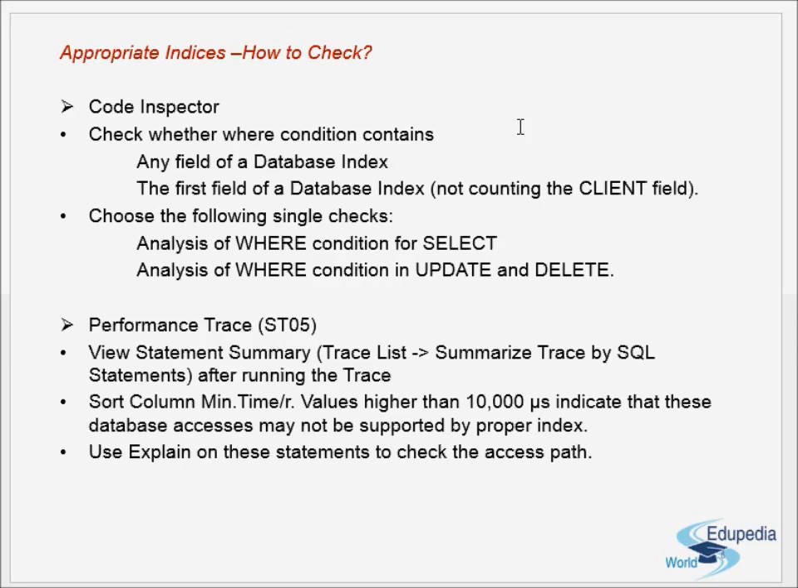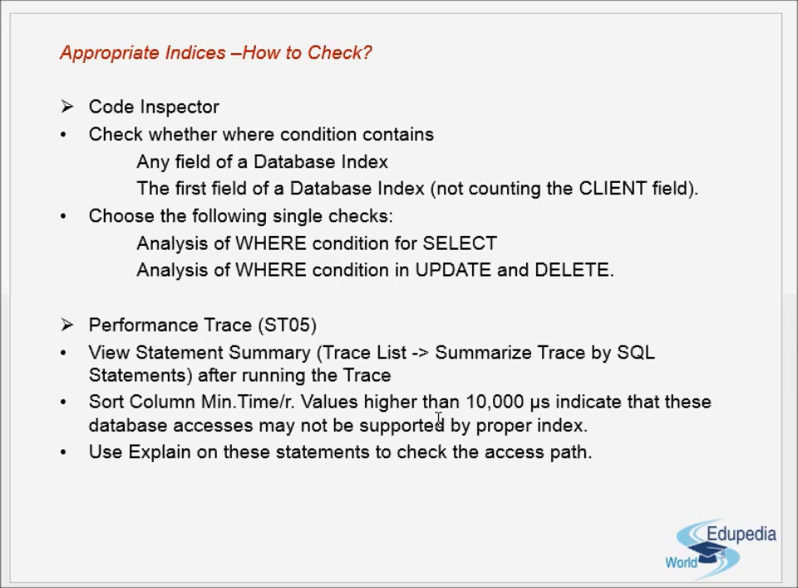The next one is the performance trace. ST05 is the transaction used to get the performance trace. View summary statement: trace list, summarize trace by SQL statements after running the trace. So when any operation is running, we can take a trace in SAP. So ST05 is known as the performance trace. So we will do the summary statement, go to the trace list, and summarize trace by SQL statements after running the trace.